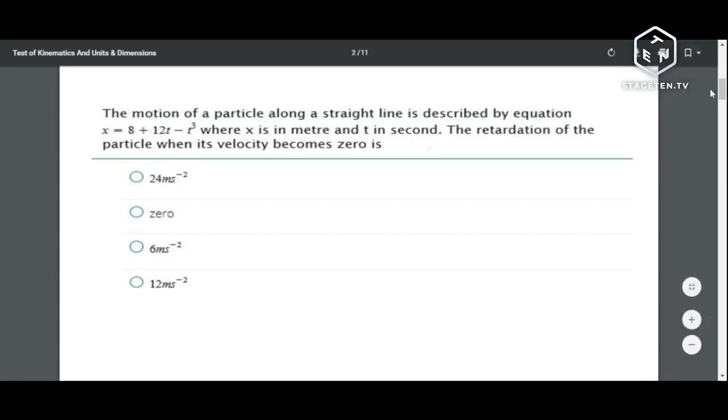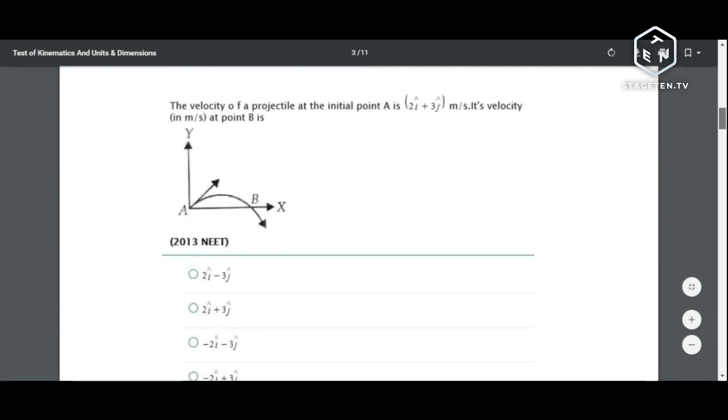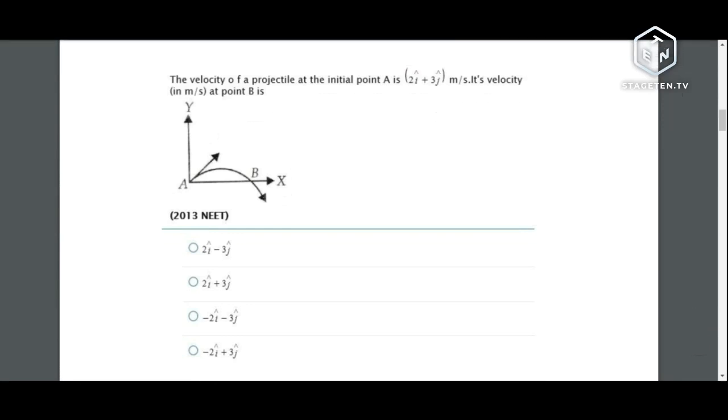Now let's move on to the second question. I hope you get this. The second question says the velocity of a projectile at the initial point A is 2i cap plus 3j cap meter per second. Its velocity in meter per second at point B is. So you need to find the velocity at point B here. Please tell me the answer for this.